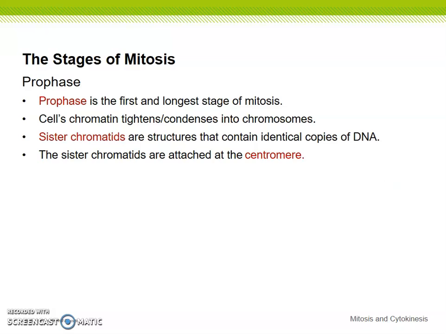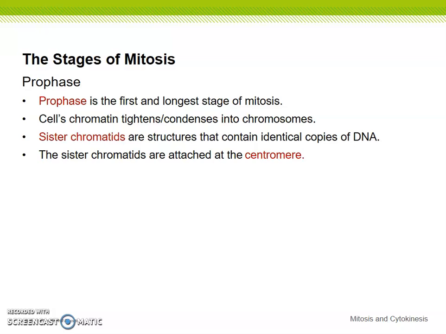The first part of mitosis is known as prophase. Prophase is the first and longest stage. It is when the cell's chromatin, which is the genetic material, tightens up and condenses into structures called chromosomes.